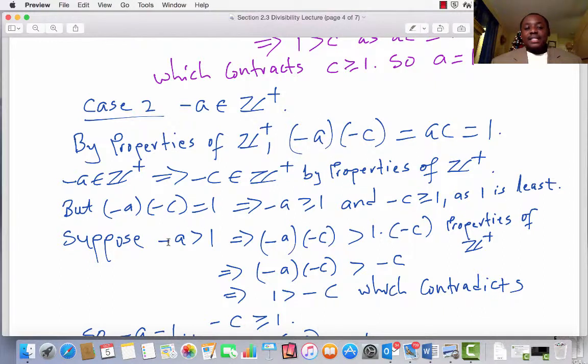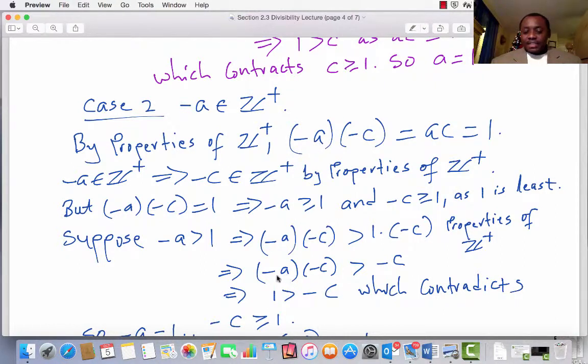So let's suppose that negative A was strictly greater than 1. If negative A is strictly greater than 1, then since negative C is in Z plus, by properties of Z plus, I can multiply both sides by negative C and maintain my inequality sign. Remember, negative C is a positive integer. Let the negative not deceive you. So negative A times negative C would be strictly greater than 1 times negative C. That would mean that negative A times negative C is greater than negative C.